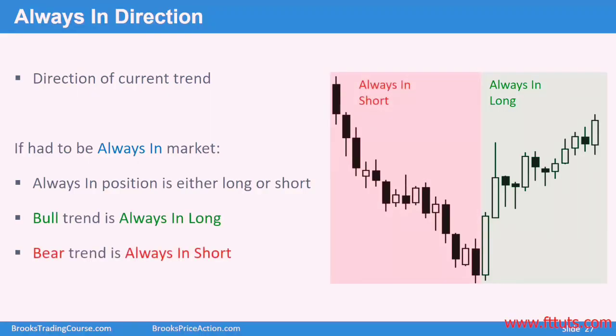In a bear trend, the market's always in short. At this moment, do I want to be long or short? If I had to be always in the market, and it's right at this instant, I want to be short. The market's always in short here, and somewhere in here, it became always in long. Traders thought it was better to be long, easier to make money being long than short.